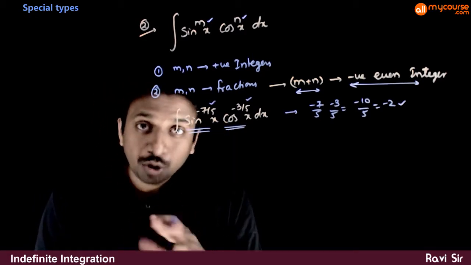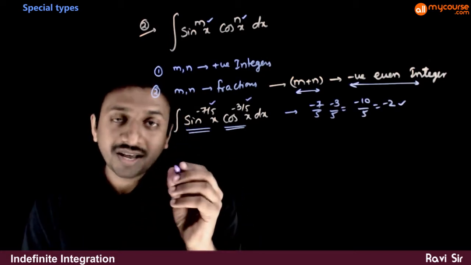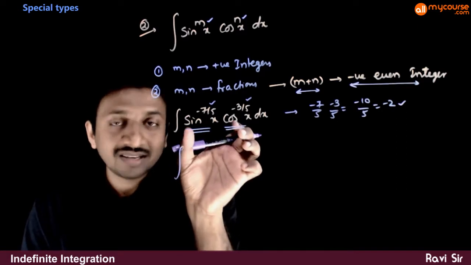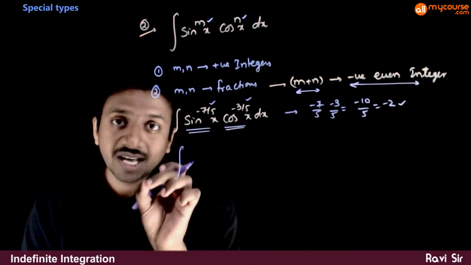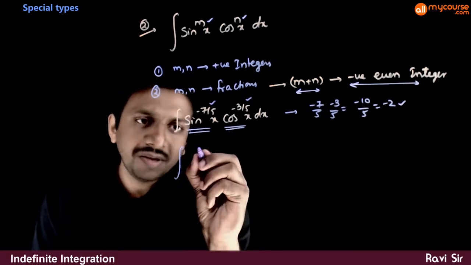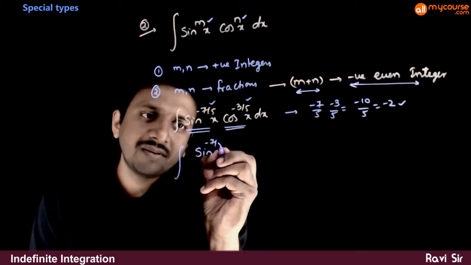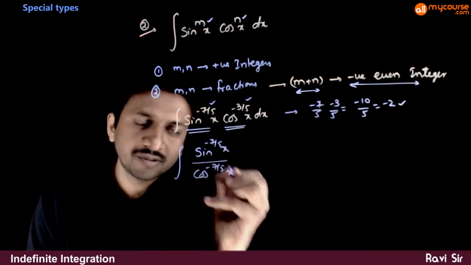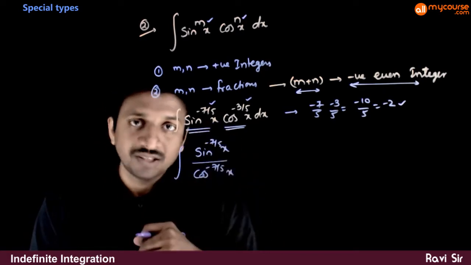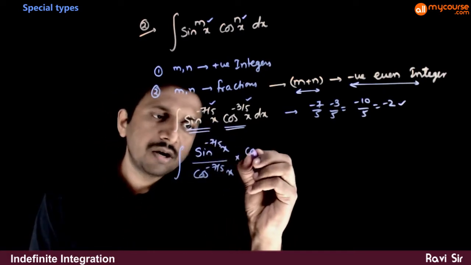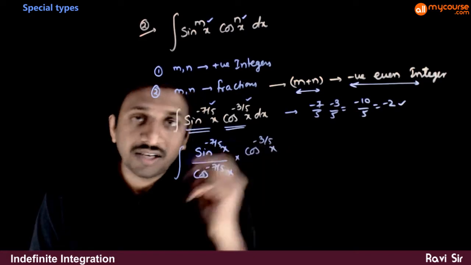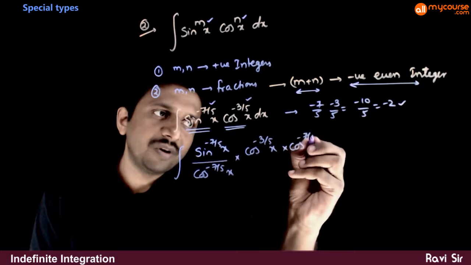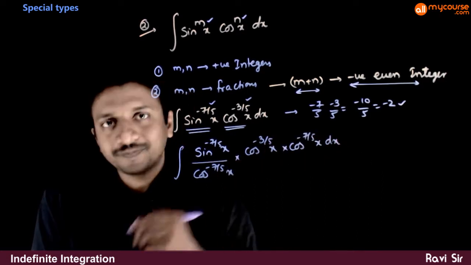So let me show you the process. What I do is something like this. We try to convert this sine and cos product in terms of tan. So what you do is sine power minus 7 by 5x, I'll divide this with cos power minus 7 by 5x, so that I get tan power minus 7 by 5x. Cos power minus 3 by 5x is already there. I have divided with this, so I need to multiply with cos power minus 7 by 5x dx.